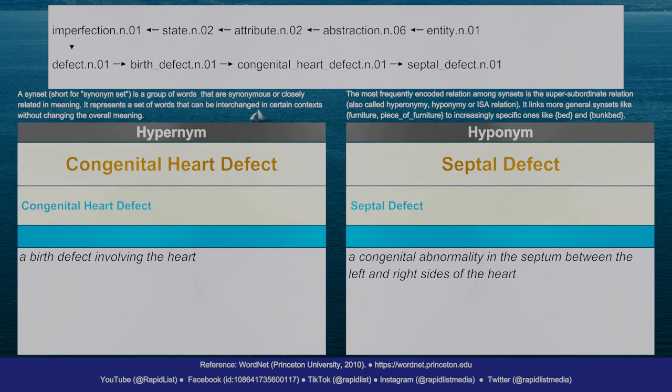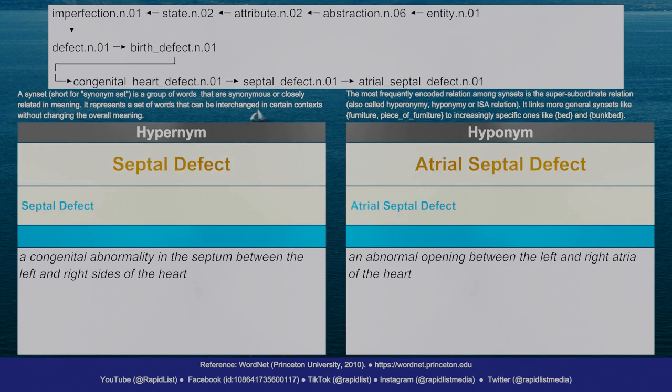Septal defect. A congenital abnormality in the septum between the left and right sides of the heart. Atrial septal defect. An abnormal opening between the left and right atria of the heart.